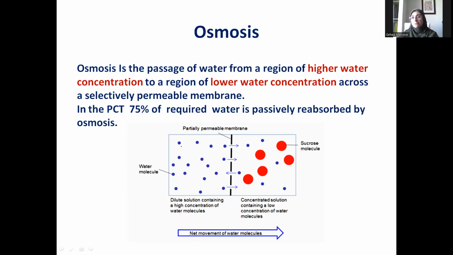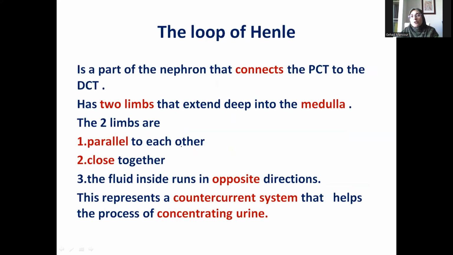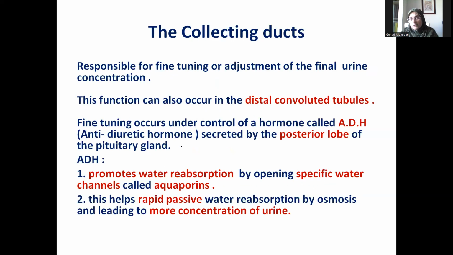Why is it important to have a membrane? Because the membrane has pores that allow only the passage of water molecules and retain the solute. And what's the importance of this? The importance of this is to allow us to study one factor at a time. Of course, water will pass from higher water concentration, or a more diluted solution, to lower water concentration, or a less diluted solution. And of course, it goes without saying that a less diluted solution is a more concentrated solution.